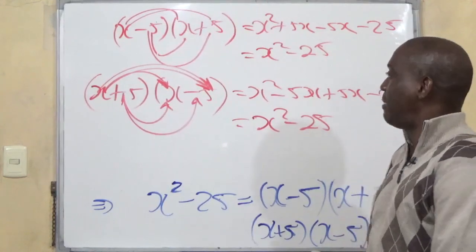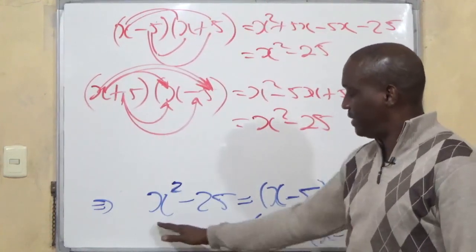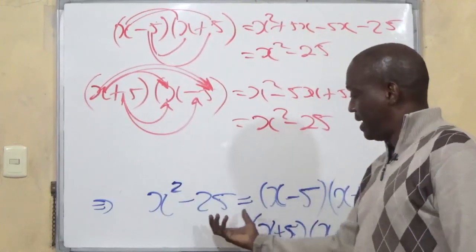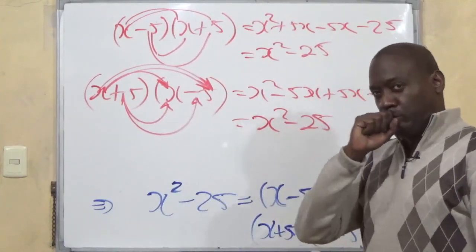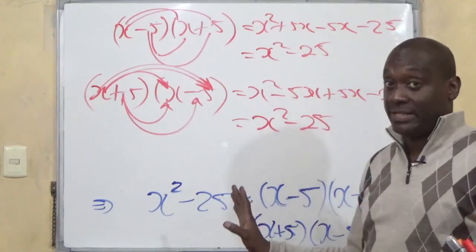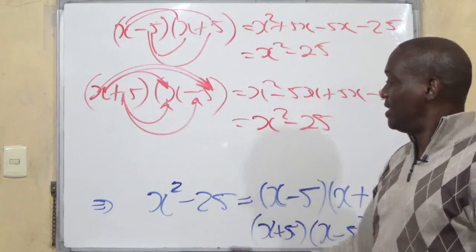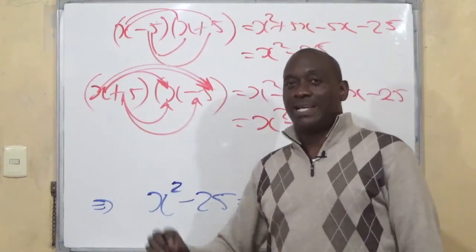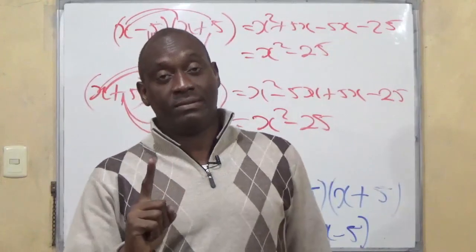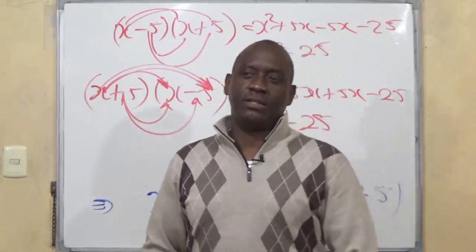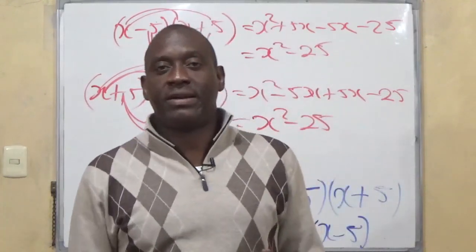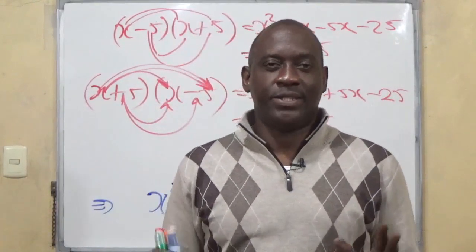But this happens only when you have two perfect squares. You have a perfect square here, and you have another perfect square here. And you have a difference between them. All of this wouldn't work for addition. So this is what we refer to as the difference of two squares. And that is the next set of factorization that we'll be doing. That will be factorization 5. So stay tuned.